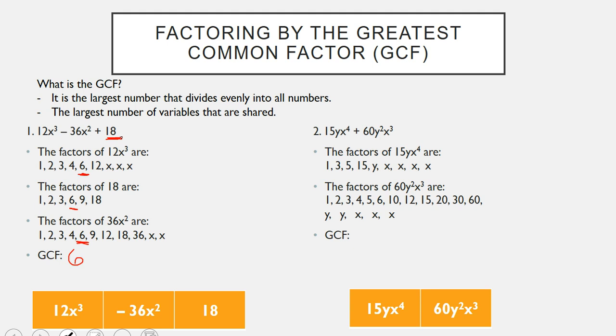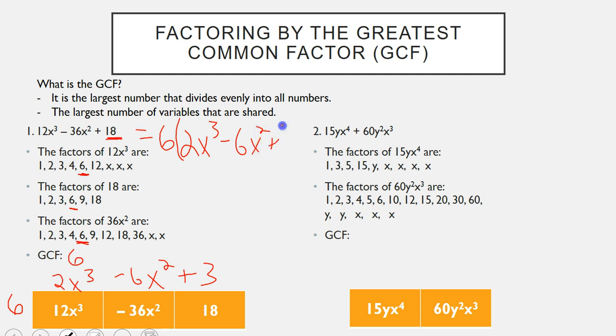So this is what we do. I'm going to put 6 here, and we're going to take 12x cubed divided by 6. Well, 12x cubed divided by 6 is 2x cubed. Negative 36x squared divided by 6 is negative 6x squared. And finally, 18 divided by 6 is 3. So when I answer this, I put my 6 out in front, multiplying 2x cubed minus 6x squared plus 3.